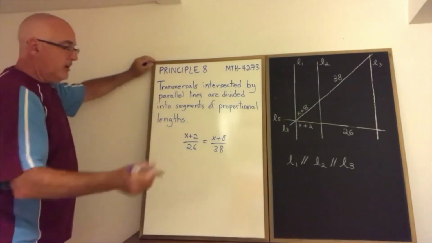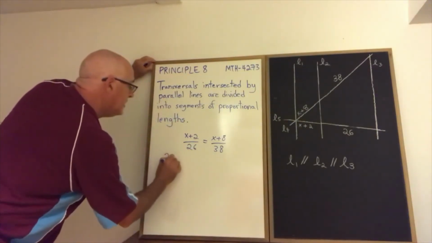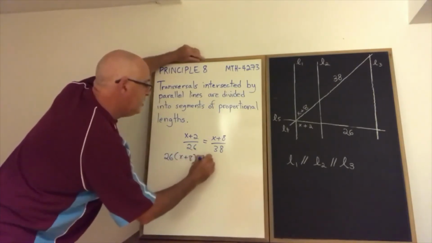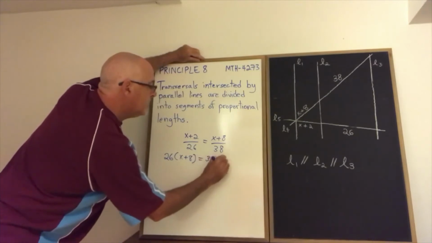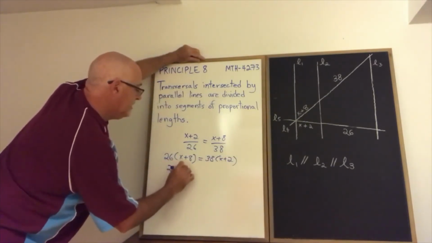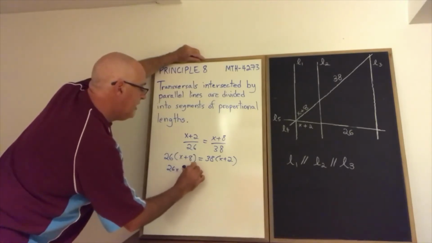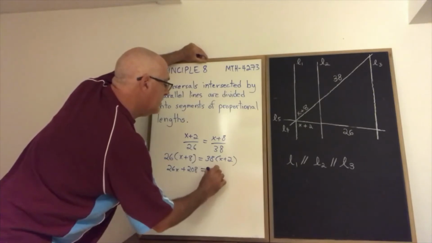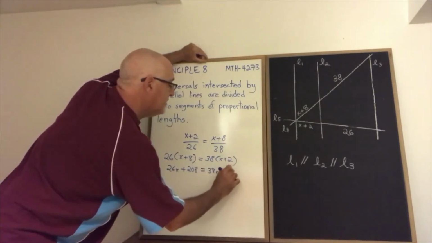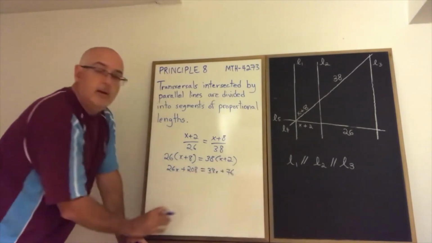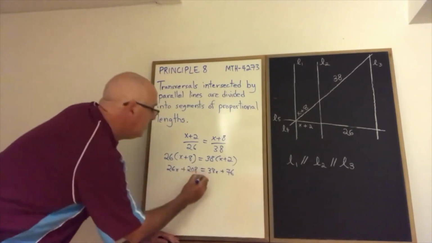So this is solved with cross multiplication. 26 times x plus 8 must be equal to 38 times x plus 2. 26x plus 208 must be equal to 38x plus 76. I'll isolate my variable over on the right side in order to avoid negative numbers.